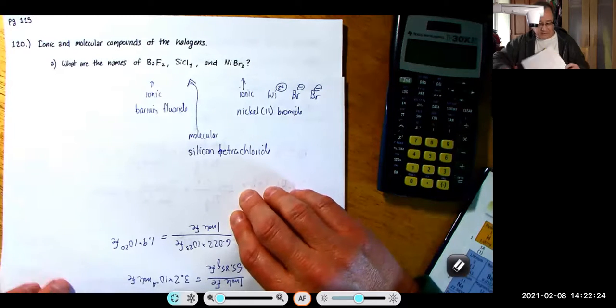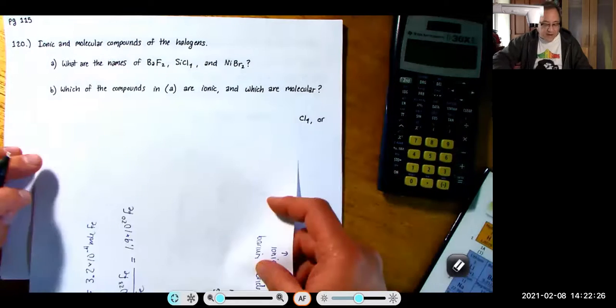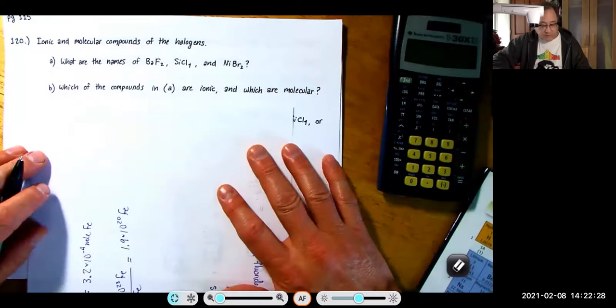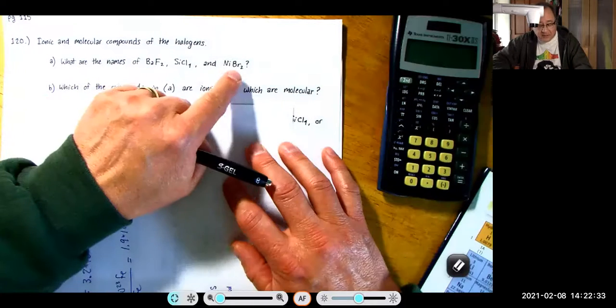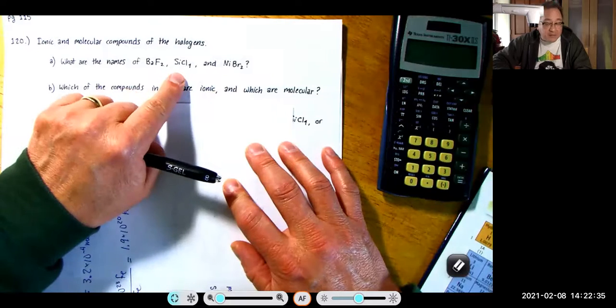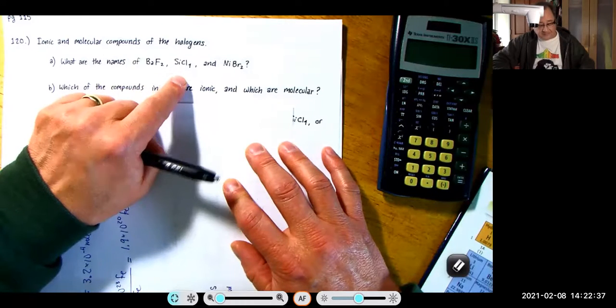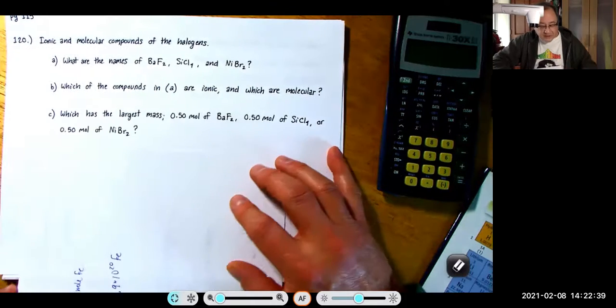No. Okay. So we've already answered which of the following are ionic and which are molecular. Ionic, metal, non-metal. Ionic, metal, non-metal. Here, not a metal and a non-metal, so molecular. Which has the larger mass?